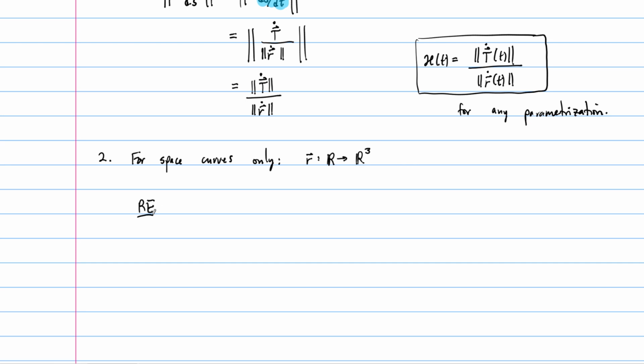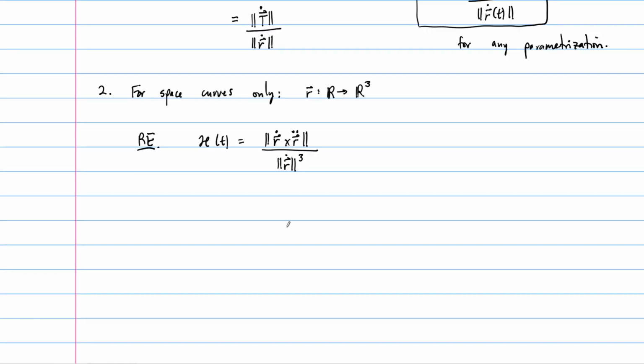I'm going to call this RE. This means recommended exercise. The recommended exercise is that you should work out all of the details to show that if your curve is a three-dimensional space curve, if it's a vector function to R3, then the formula for the curvature can be written in this form. It's the length of the cross product of r dot with r double dot, divided by the length of r dot cubed. These are all functions of t. So there's a curvature formula for certain scenarios.